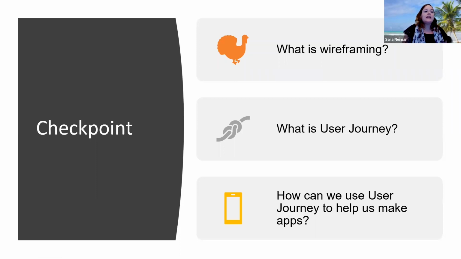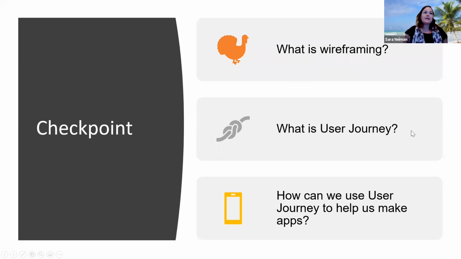What do they need, right? And this goes into our third question. How can we use user journey to help us make apps? Well, using certain personas and profiles can help us design apps that would definitely be beneficial to different people based off their profiles. And we can streamline different things using their profiles and find different apps that would be beneficial to them.